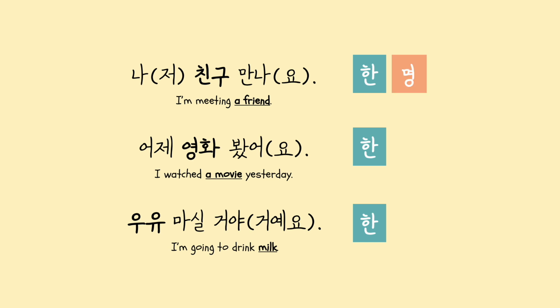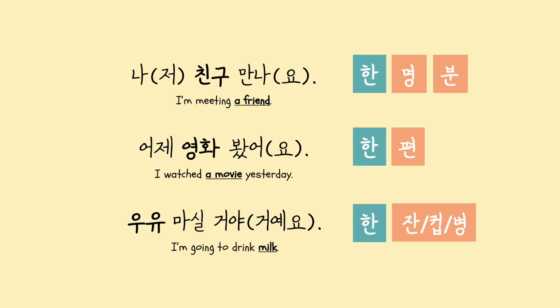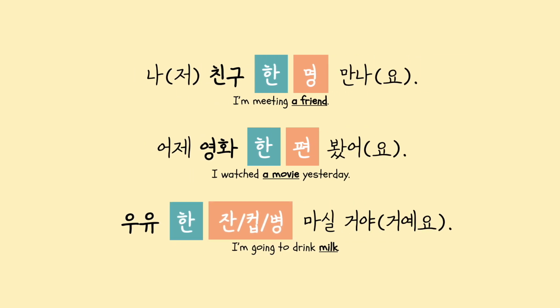About a person, 명. But when you talk about someone who is older than you or similar age as you and you need to be polite, then you should use 분. About a movie, 편. About a glass, cup, bottle, 잔, 컵, 병. 나 친구 한 명 만나. 어제 영화 한 편 봤어. 우유 한 잔, 한 컵, 한 병 마실 거야.